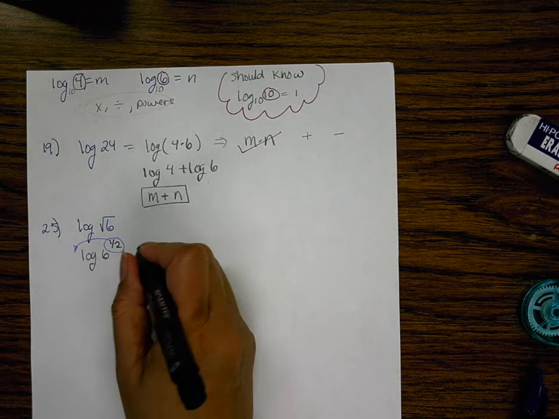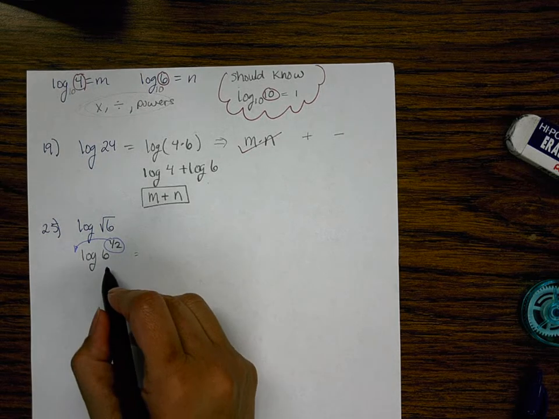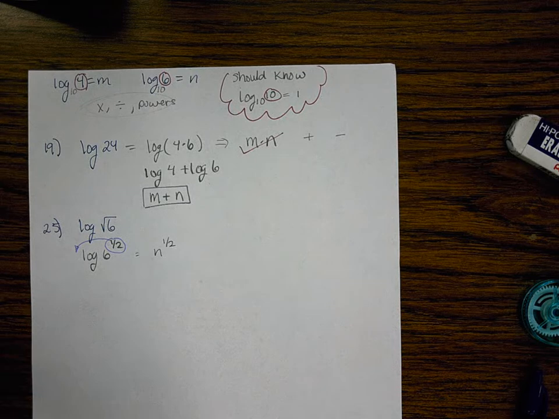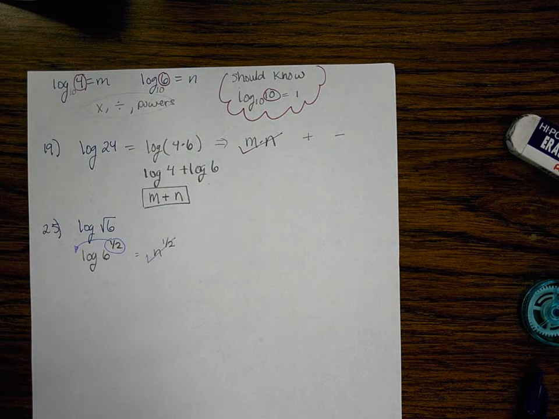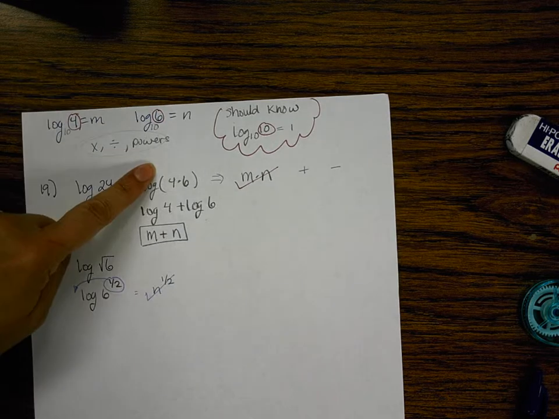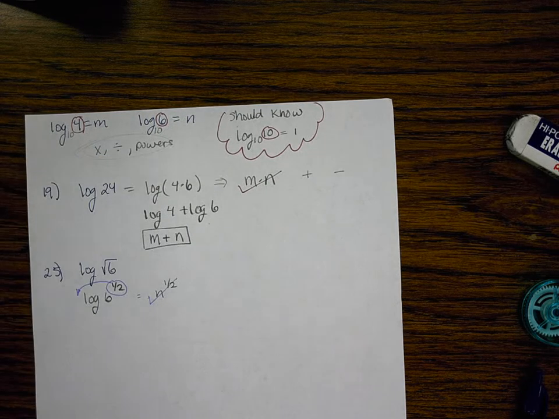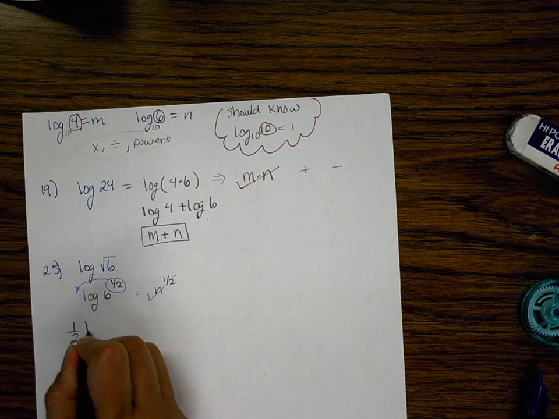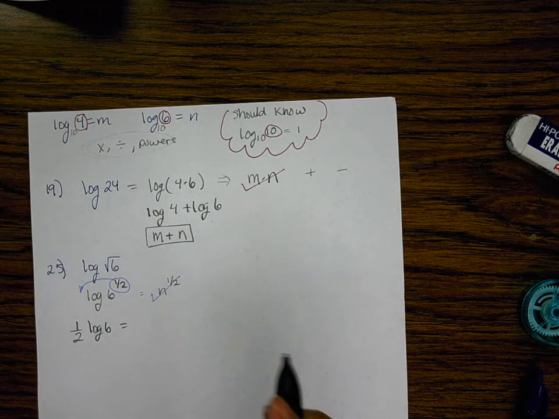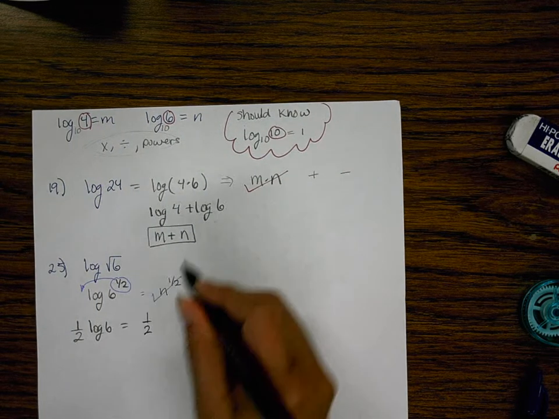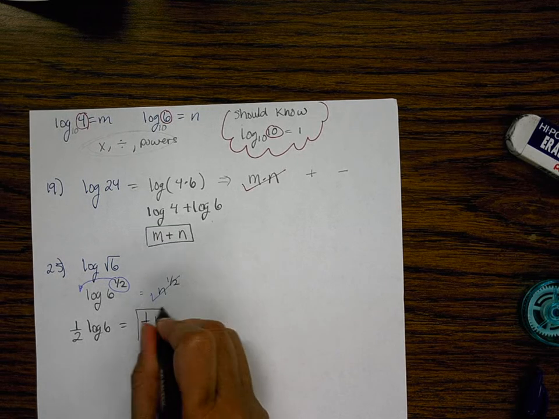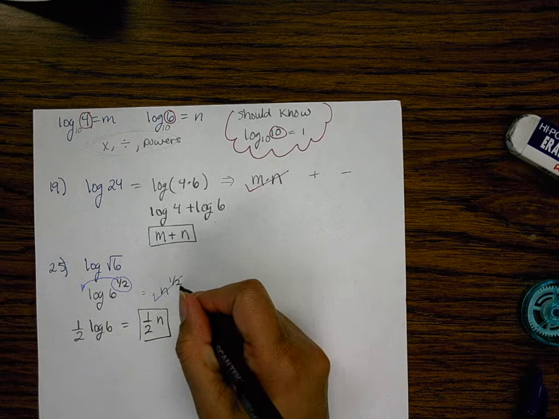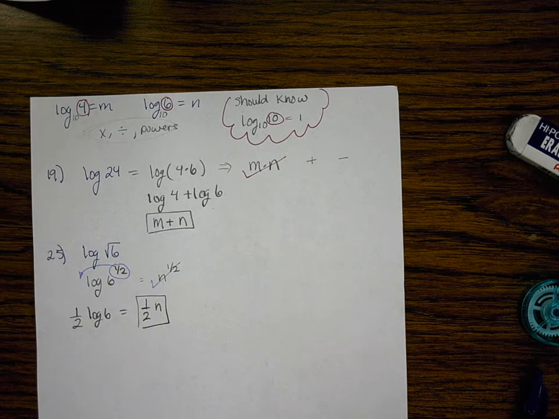Okay, so here's the mistake kids make. They say, oh, log of 6 is n, so this must be n to the 1/2, and that is wrong. Again, your final answer should not have powers or multiplication or division. So what I do is I bring the 1/2 to the front. 1/2 log of 6, and log of 6 is n, so 1/2 n. So you can have coefficients, but not powers like that. n to the 1/2 is not the right answer.